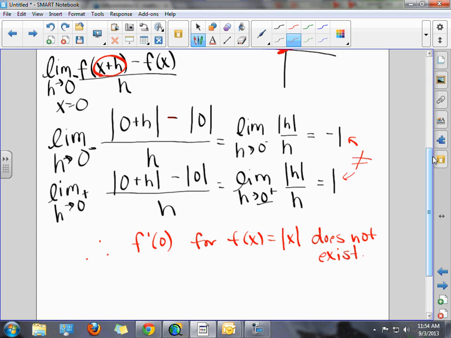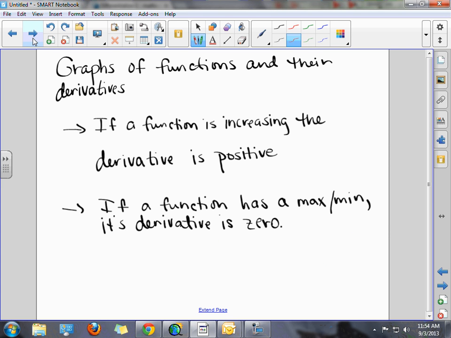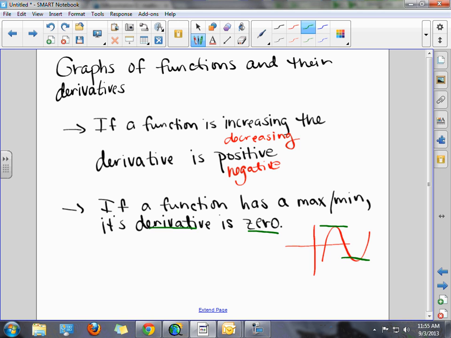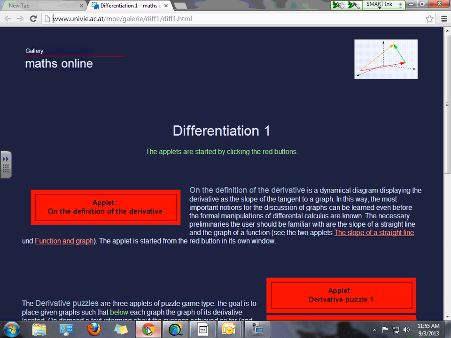All right, so now let's talk about the relationship between a derivative and its graph. Our derivative shows the slope of all those tangent lines. If a function is increasing, then the derivative is positive. If a function is decreasing, then its derivative is negative. Or if a function has a max or a min, so say it looks like this, then all these local maxes and local mins will have tangent lines whose slope is 0, so the derivative there will be 0.